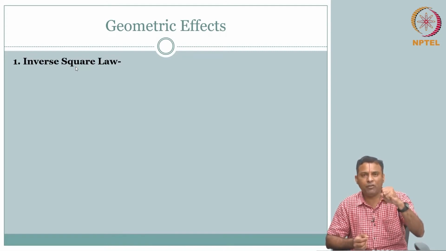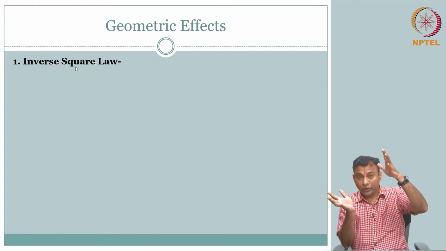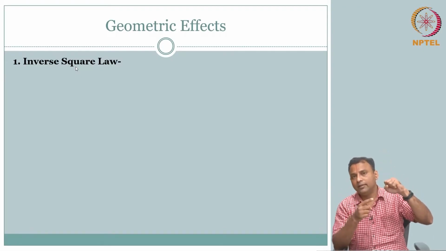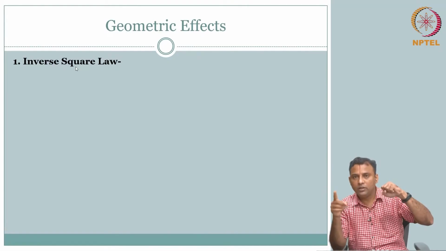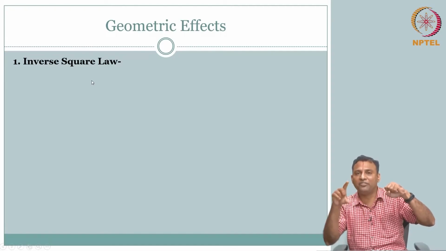At this point you have all of them concentrated. As it is diverging, and as it moves away from the source, your intensity is going to drop. How is it going to drop? It is going to drop not linearly, but non-linearly. How? Inverse square. So it is going to drop with the distance.